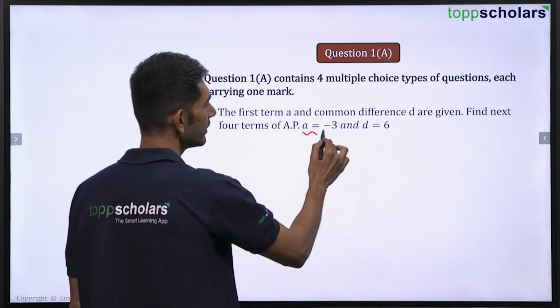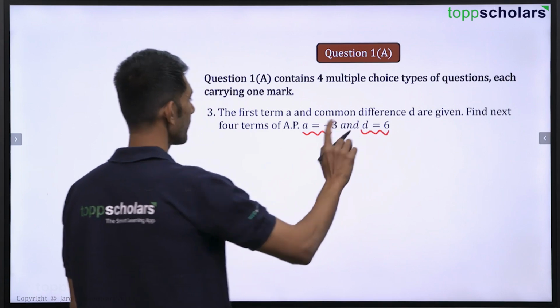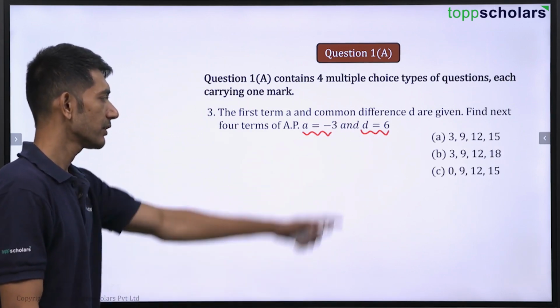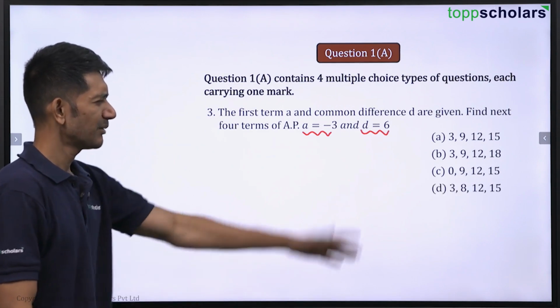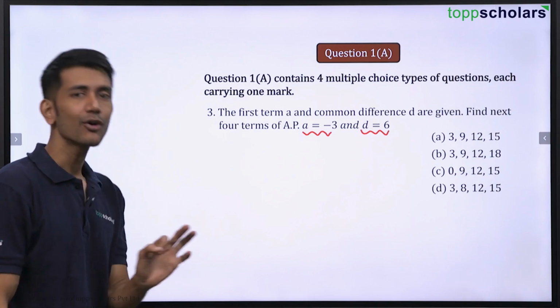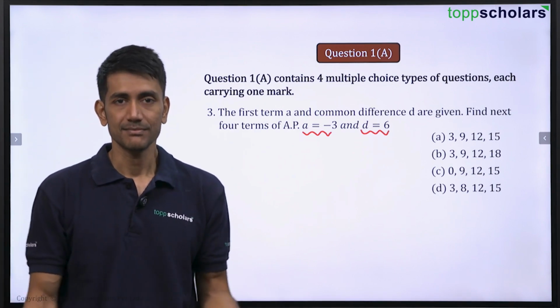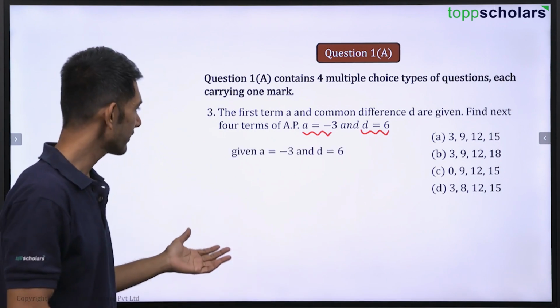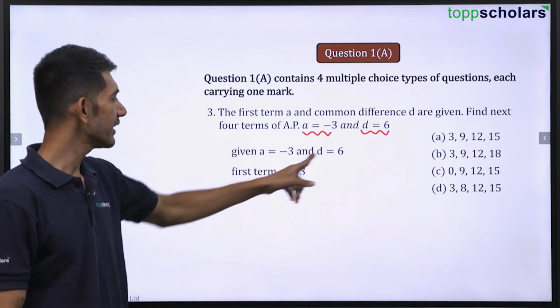So A is given, D is given. We are supposed to find out the next 4 terms. So let us see the options. The options are already given to us, but let's not worry about the options. Once we know the concept, we can apply the concept and find out the answer. That is a better way of doing it, right? Rather than relying on the options. So let us see what is given. A is given, D is given.